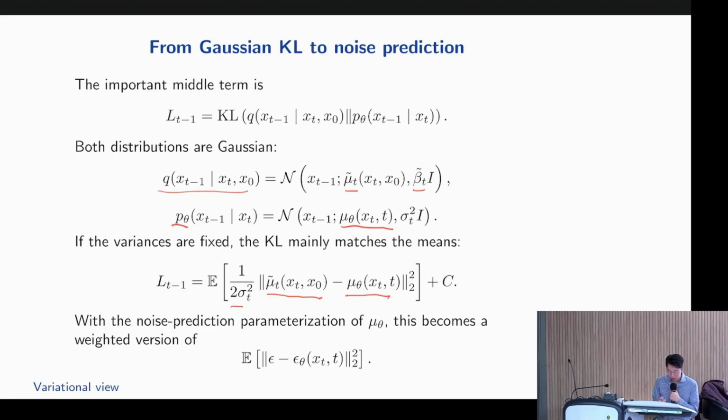So it's actually some constant times the difference between the posterior mean and the predicted mean. If we use the noise prediction parameterization of mu theta, which relates mu theta with respect to epsilon theta, as we saw earlier in the slides, then this becomes some weighted version of epsilon minus epsilon theta. We had the relationship between mu theta and epsilon theta, right? So this is nothing but our training objective.